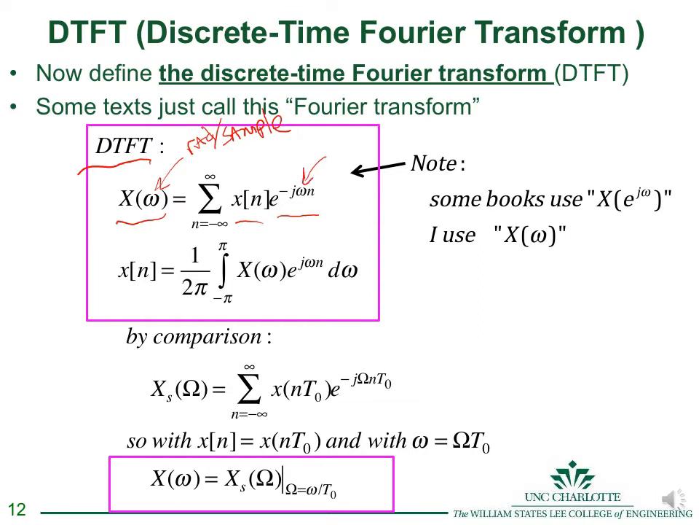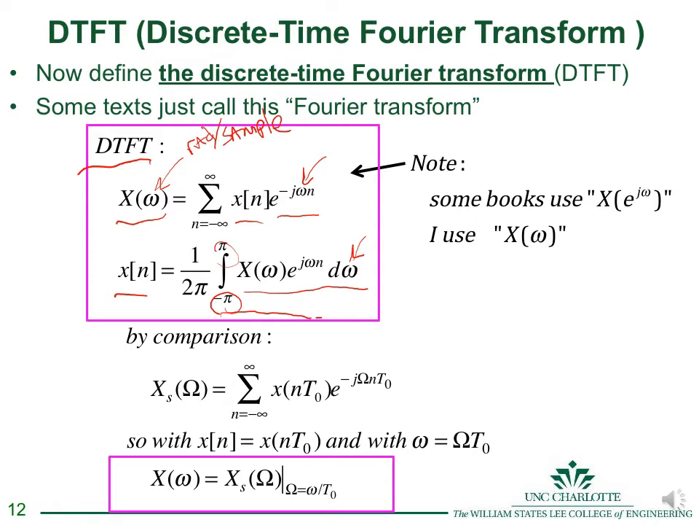The inverse transform is 1 over 2 pi times a continuous integral. It looks like a normal Fourier transform, except now our variables are the discrete time Fourier transform's in radians per sample instead of radians per second. One last thing: this is not minus infinity to infinity for the inverse transform. Be careful, it's minus pi to pi.